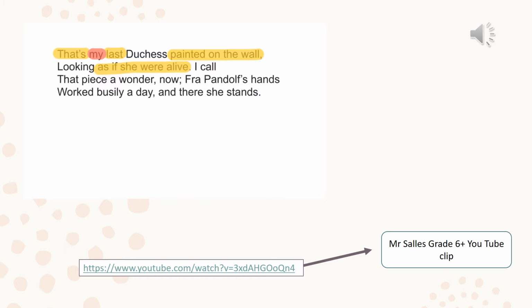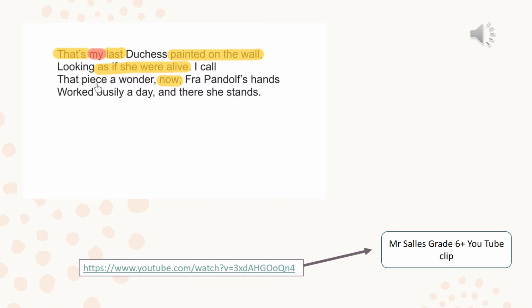Then we get this kind of ironic joke where he notices that she looks as if she were alive, and we can tell from this that he's probably thinking about the very moment when he had her killed. In art, he has preserved her in a way which suits him much more deeply than the pleasure he got from her when she was alive. We can also infer his anger from this word here. I call that piece a wonder now. So clearly in the past he was very unhappy with this painting.